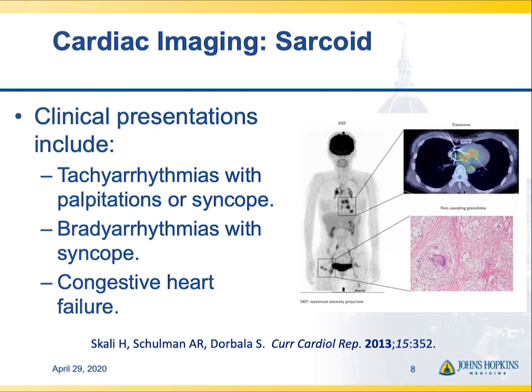Clinical presentations of sarcoid can include things like arrhythmias with syncope or congestive heart failure in a young patient that doesn't have other evidence of early coronary artery disease. Practices will vary a lot in terms of how much sarcoid they see. Our clinical practice happens to see a lot of sarcoid in Baltimore. It's very endemic in our patient population. But again, this may be a fairly uncommon disease in some clinical practices.